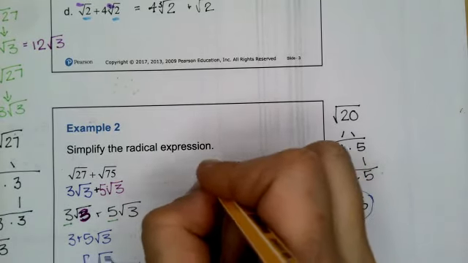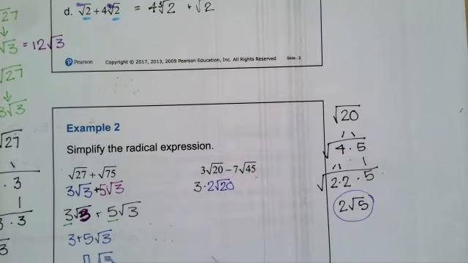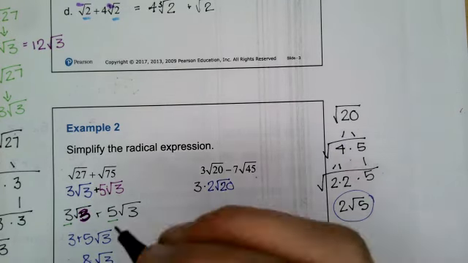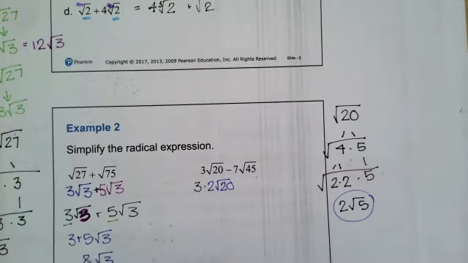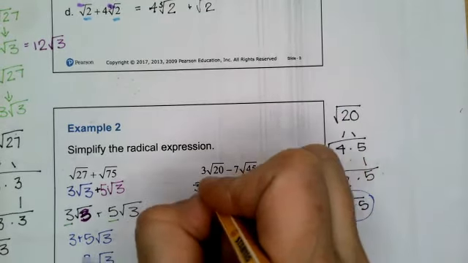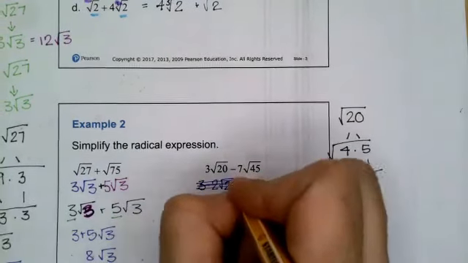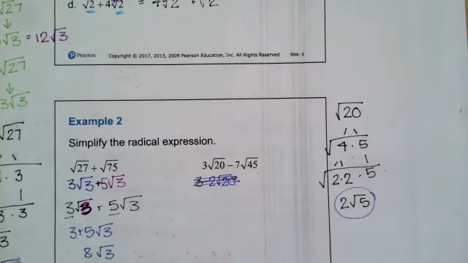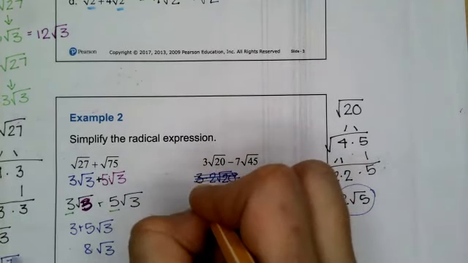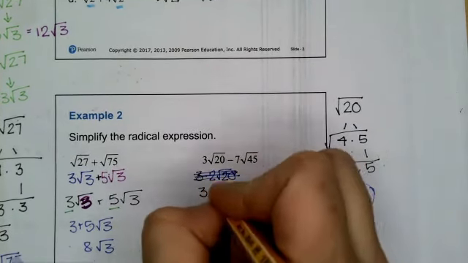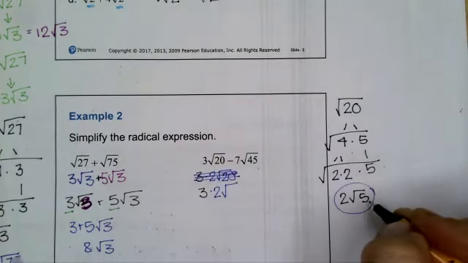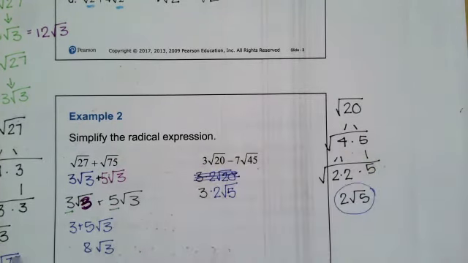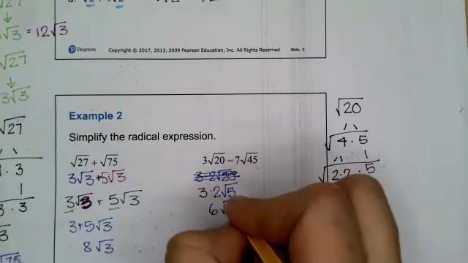So don't forget if you have a number in front, okay? Then we have -7 square root of 45. So we bring that 3 down. We multiply it by 2 square root of 5. Good. The 3 times the 2 becomes 6 square root of 5.